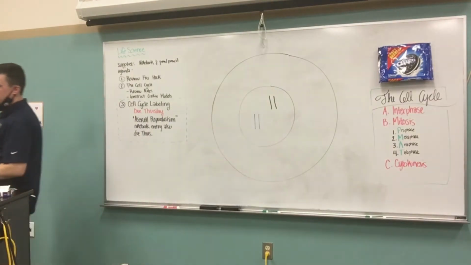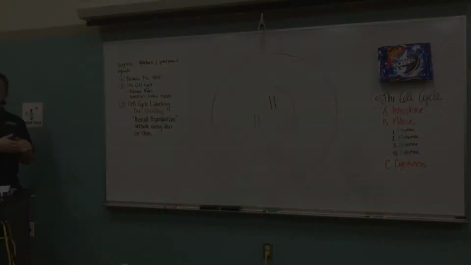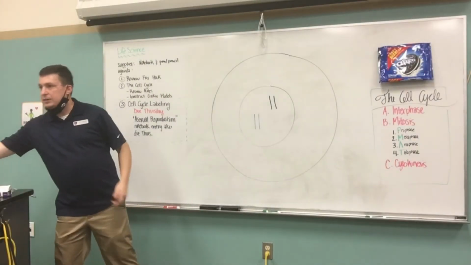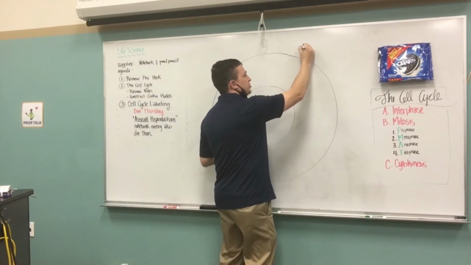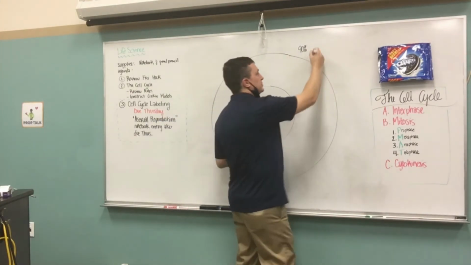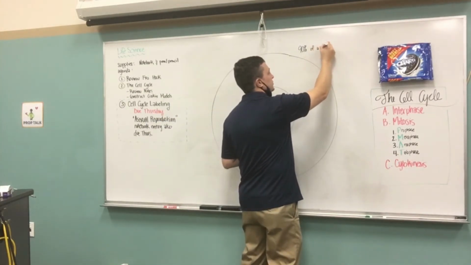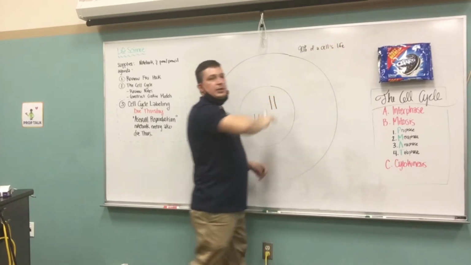All right, so go ahead and build interphase and what it looks like on your Oreo cookie model. Obviously, which circle are you going to put this in? Interphase, right? So smart. Let's add in this bit of information. 90%, right? 90% of a cell's life is spent in interphase, isn't it?